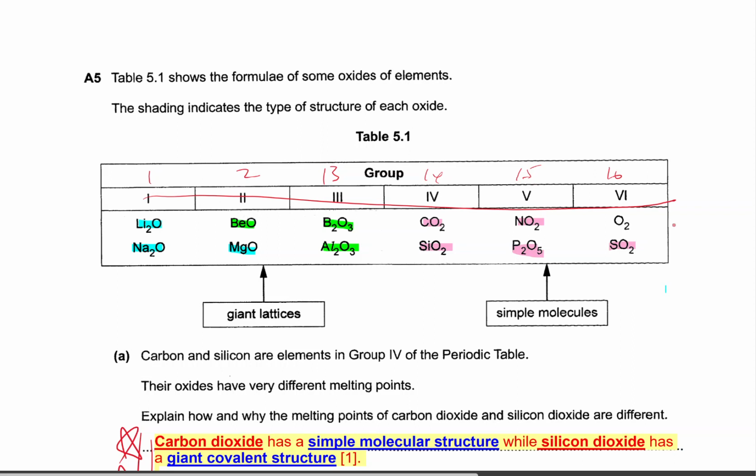They no longer use Roman numerals. In case you don't know, it is changed to, for example, group 1, group 2, 13, 14, 15, 16. Now down here they say that these are giant lattice and these are simple molecules. The giant lattice is up to silicon dioxide. Of course, carbon dioxide is a small molecule, but silicon dioxide is actually a giant structure.